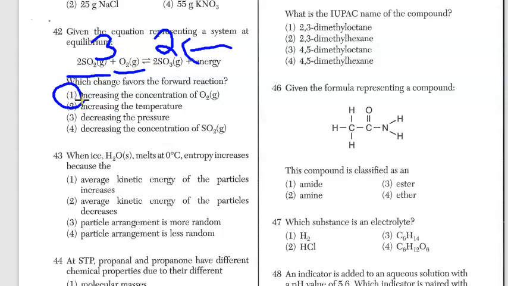Moving on, when ice H2O melts at 0 degrees Celsius, entropy increases because... All right, so in 43, you're going from a solid to a liquid. And what happens is you have more disorder, or more possibilities as far as the water molecules moving around. And that's exactly what entropy is about. It's about randomness. So in this case, the choice would be 3. Average kinetic energy, remember, that has to do with temperature. It's our definition of temperature in chemistry.